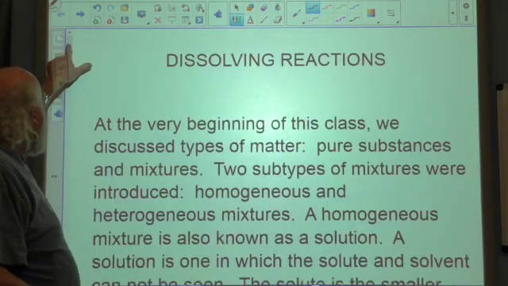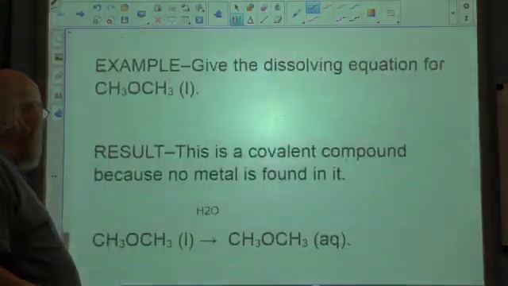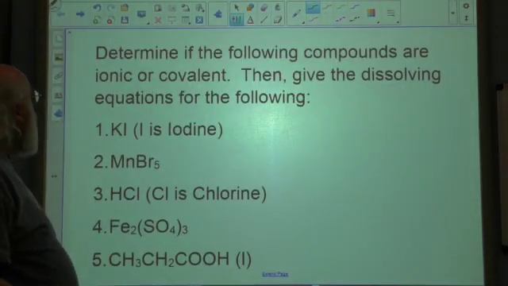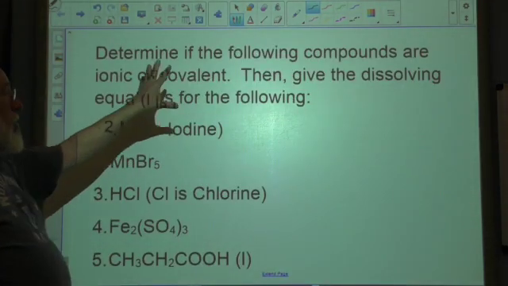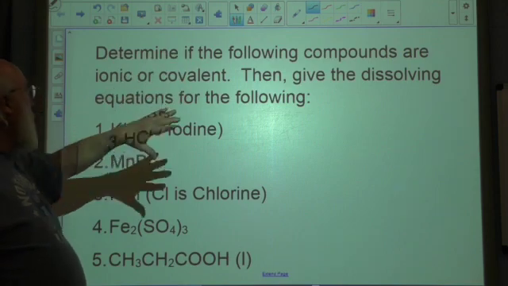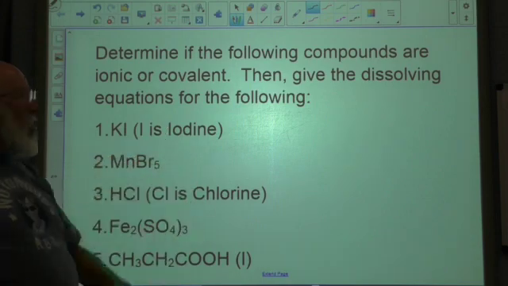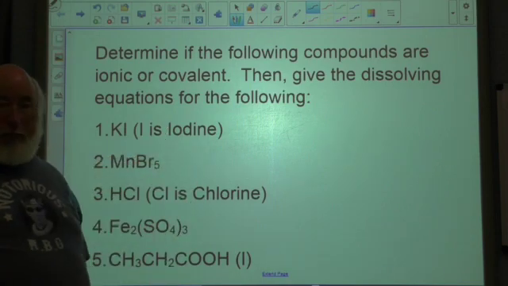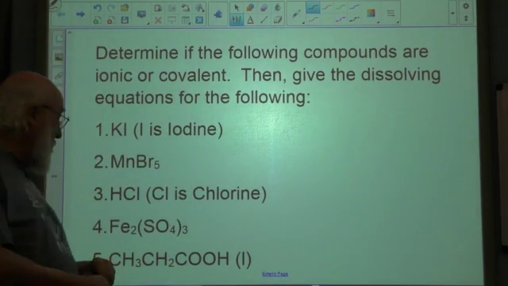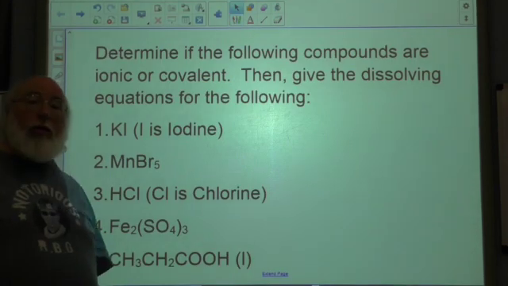Okay, so that leads us up to your practice problems. There are 5 of them. First thing you need to do is to determine whether the following compounds that I have listed here are ionic or covalent. Then I want you to give the dissolving equations for each one. So 2 answers for each practice problem. Have fun!